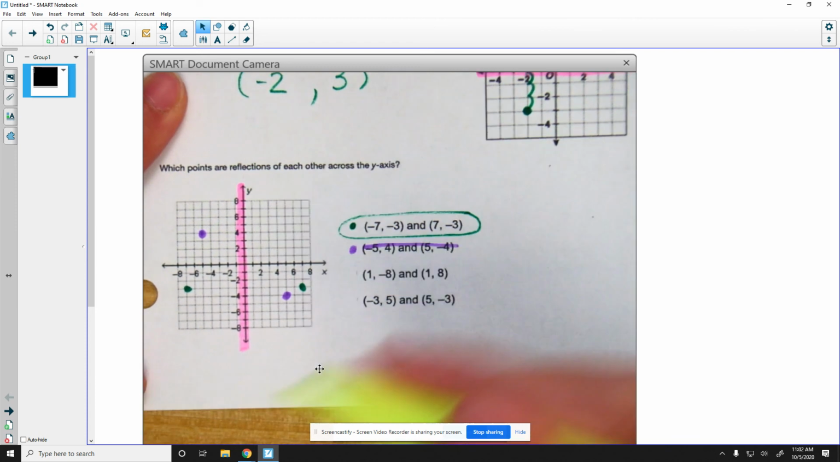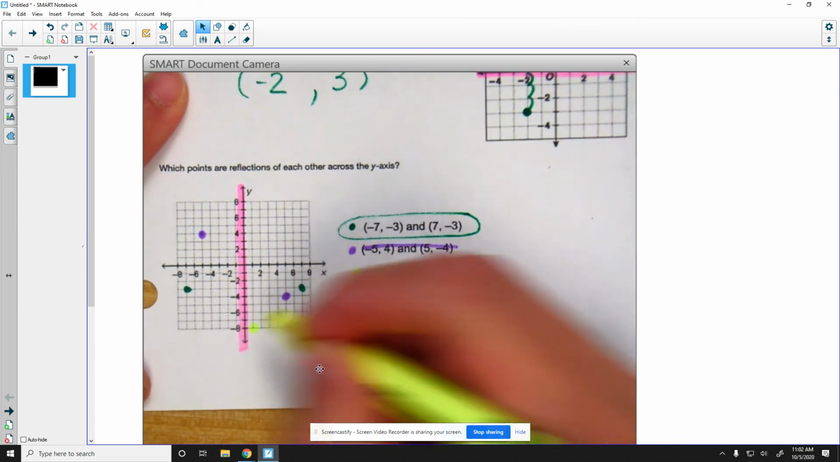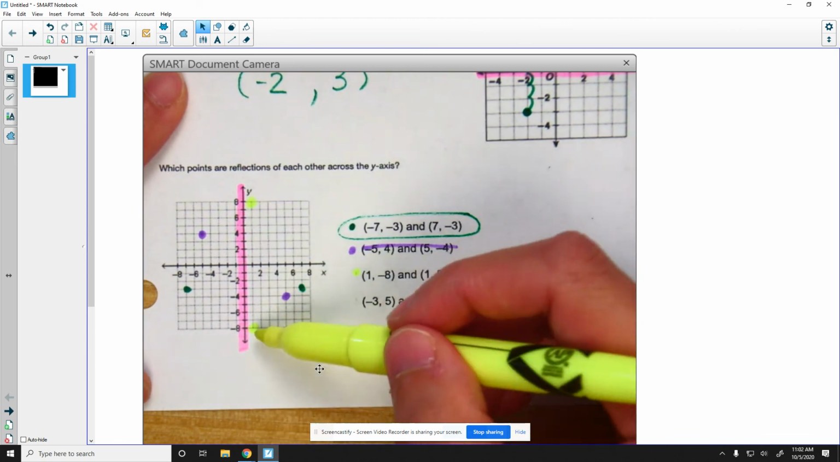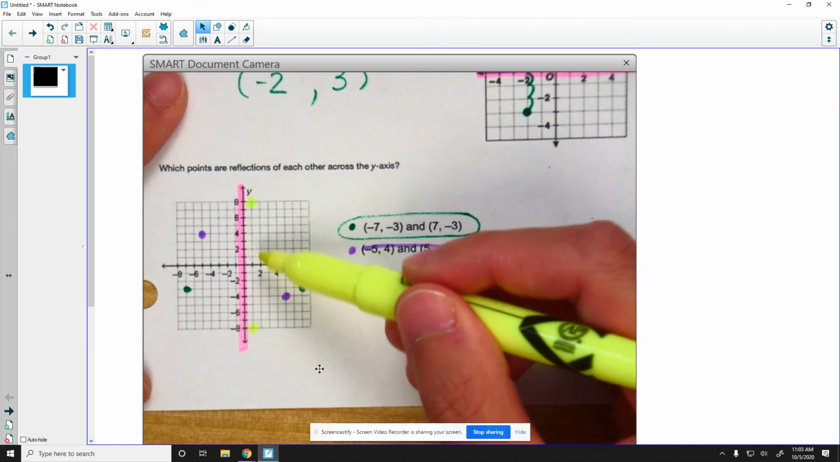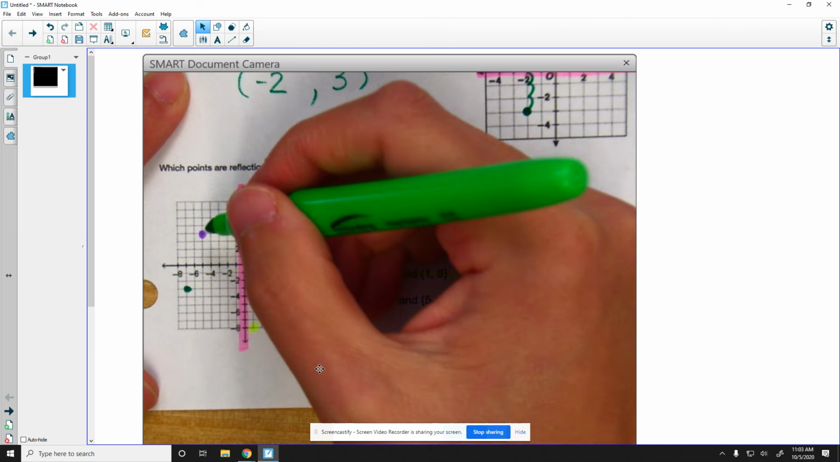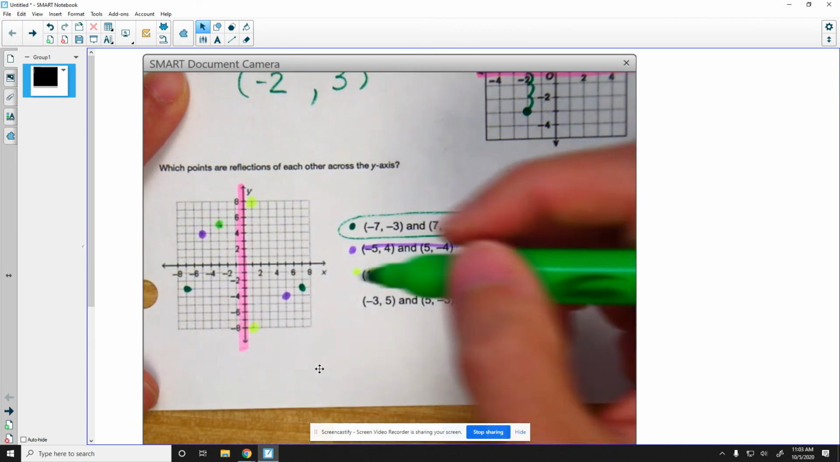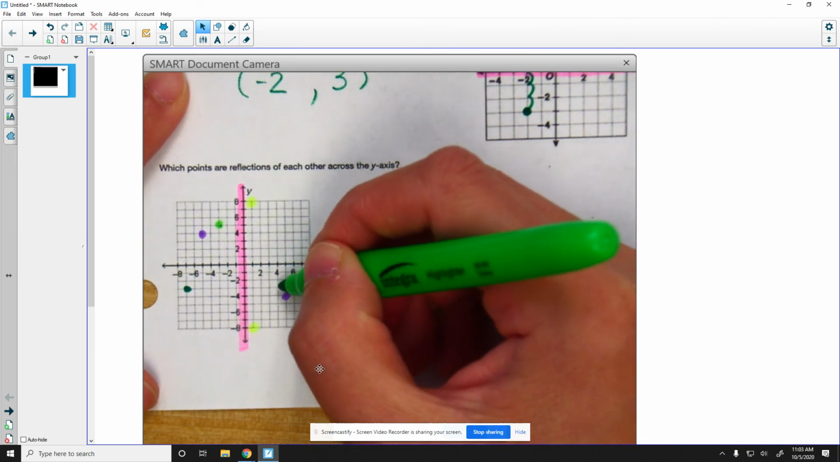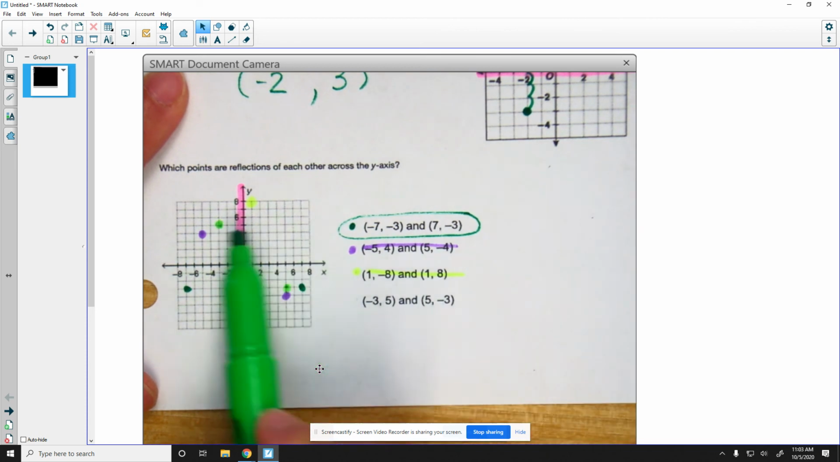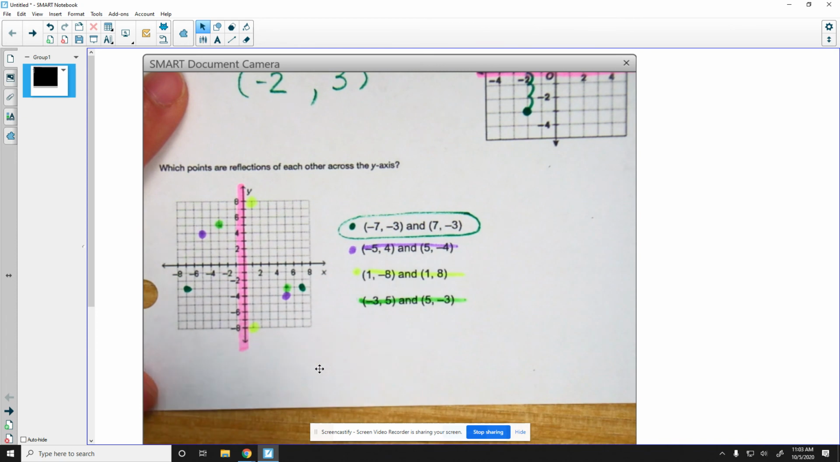Okay, let's do this one. 1, -8, which is right here, and then 1, 8, which is here. Oh, yeah, so these look like flips across the x-axis, but not the y-axis. It said flip it across the pink line, so that doesn't work. And then finally, let's do this one, -3, +5, and then 5, -3. Yeah, that doesn't even make sense, right? Across the pink line should be up here, but it's not. So that doesn't work either. Okay, that's what you're doing today.